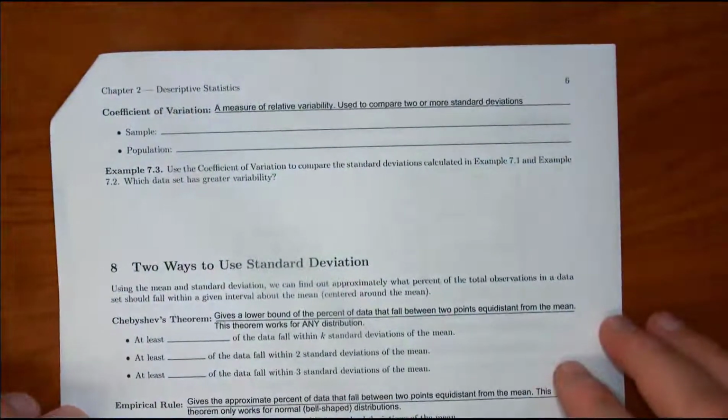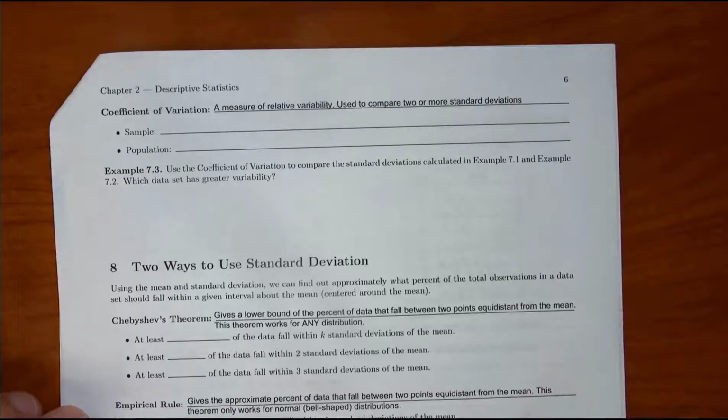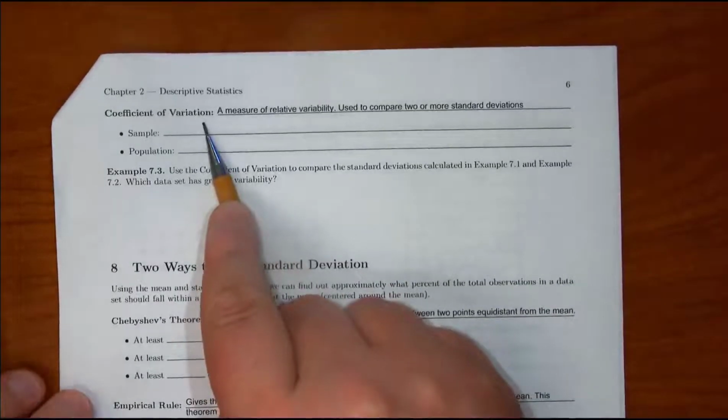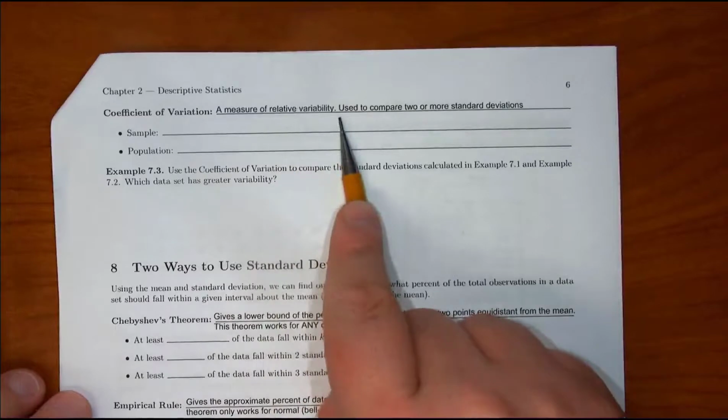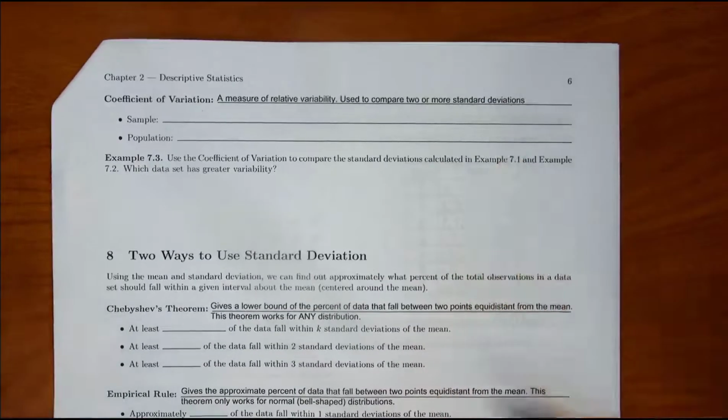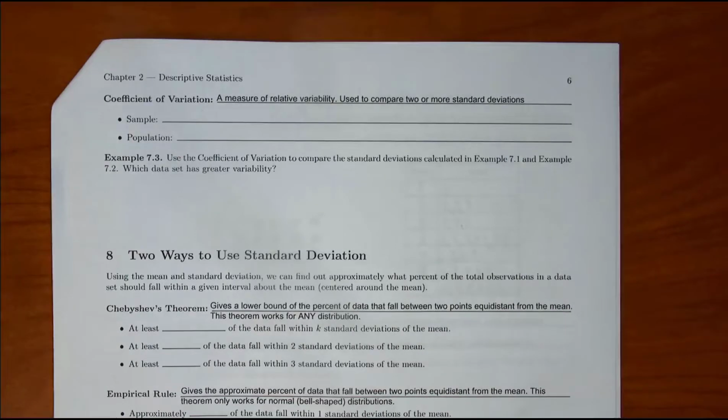It's a very easy formula. Basically, all it does is compare the standard deviation to the mean. It's a ratio of the standard deviation to the mean. So what is the coefficient of variation? It's a measure of relative variability. We use it to compare two or more standard deviations. So if you want to figure out which standard deviation represents greater variability, you have to calculate the coefficient of variation for each. Then you can compare the coefficients of variation.